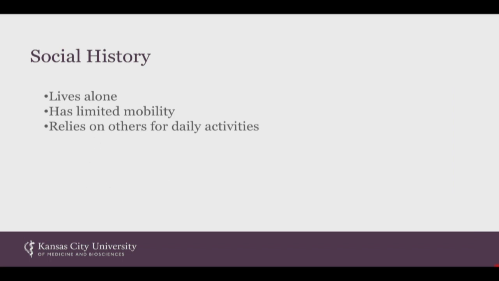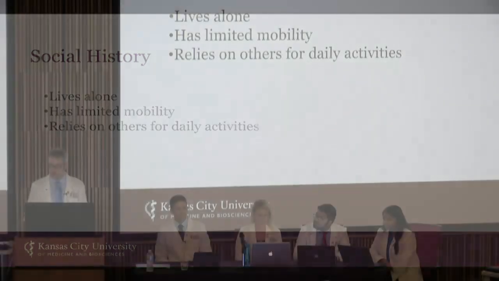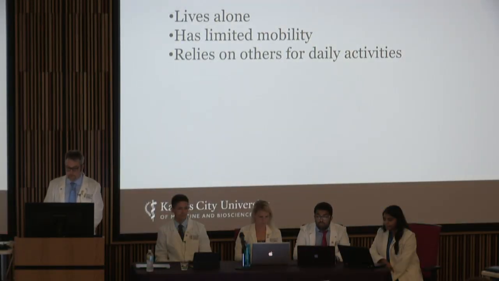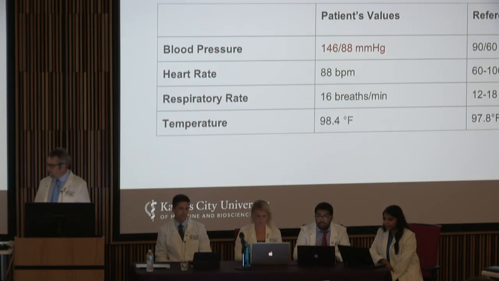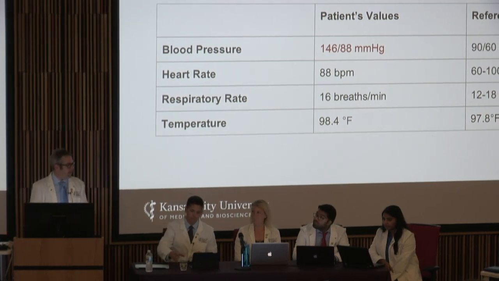Her social history is that she lives alone. She has very limited mobility, so she relies on the use of an electric scooter, and she also relies on the help of friends and family for her assistance with the activities of daily living. Her physical exam findings are shown in the chart above and can be considered normal for a patient of our age.